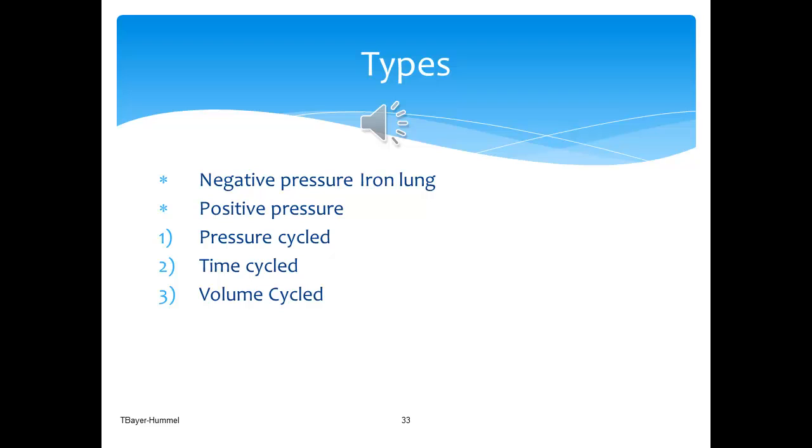What is widely utilized are positive pressure ventilators. That's the ones we are going to be dealing with. And within positive pressure ventilators, you have different types of cycles that are utilized. Pressure cycled, time cycled, or volume cycled. And what that simply means is what is going to trigger the ventilator to initiate a breath for the patient. Is it when the ventilator reaches a certain pressure? Or is it when it reaches a certain time? Or is it when it reaches a certain volume? Then it's going to initiate a breath for the patient.